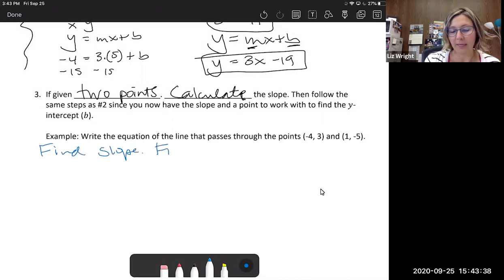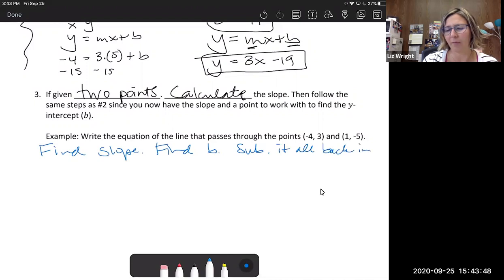Then we're going to find b. And then we're going to substitute it all back in. And when I say all, I really just mean m and b. So it really should be the word both. English teachers are cringing when I say all for just 2 things. It should be substitute them both back in.